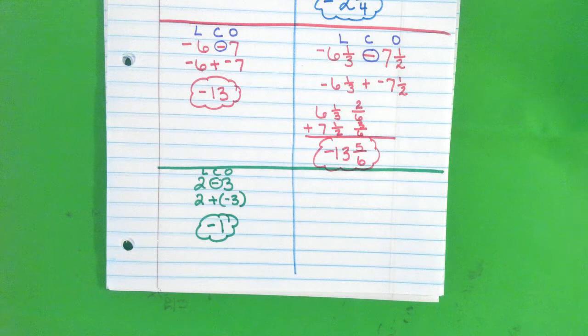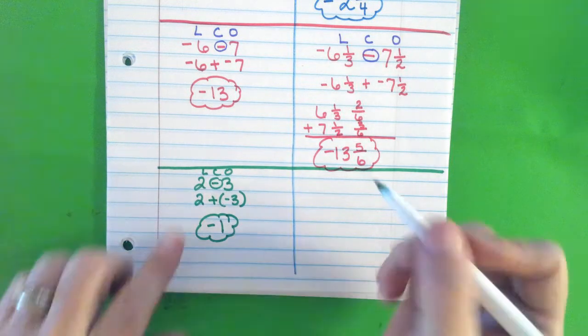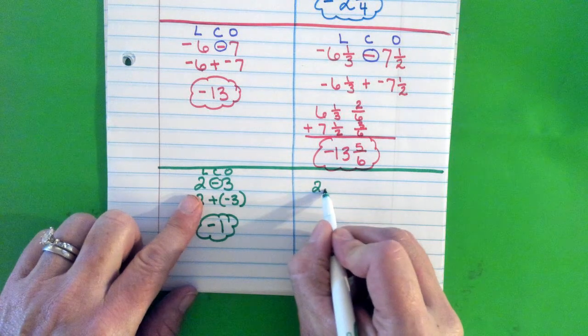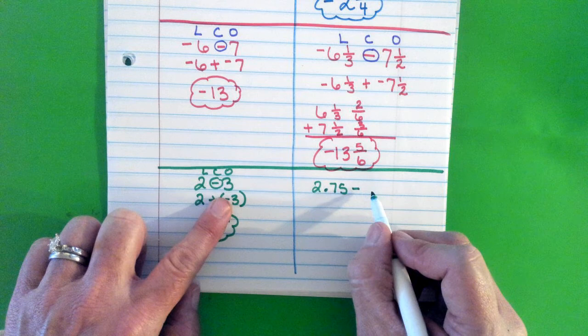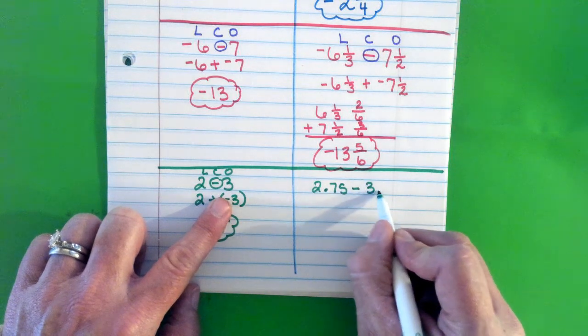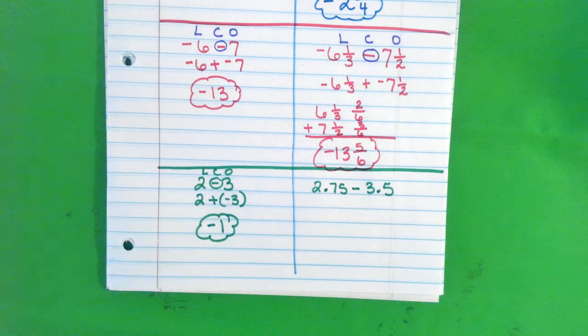So I've been doing fractions on the rational numbers. Now I'm going to put in some decimals. Instead of 2, I'm going to do 2.75 minus, and instead of 3, I'm going to put 3.5. Now, do you think our answer is going to be a positive or a negative here? Negative, because we only started with 2 and change, and we took away more than that, which is going to put us in the negatives.